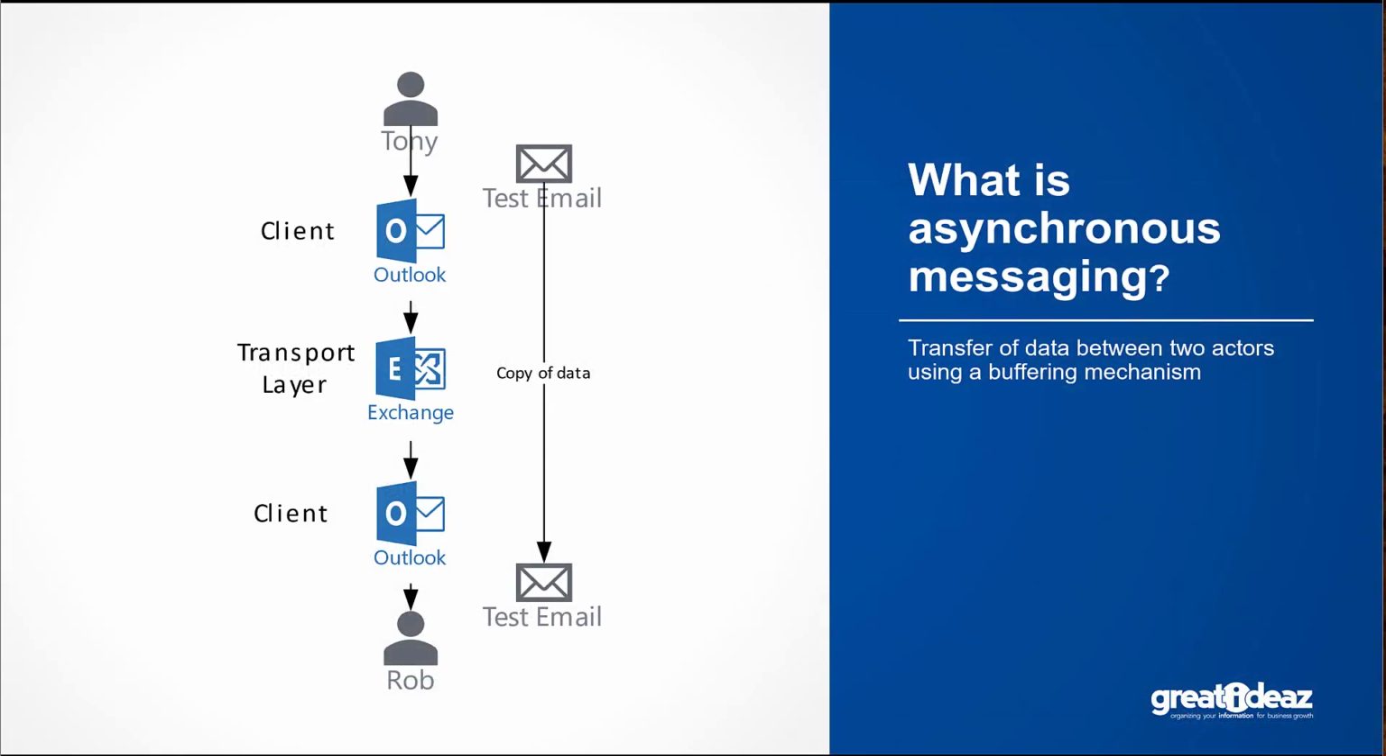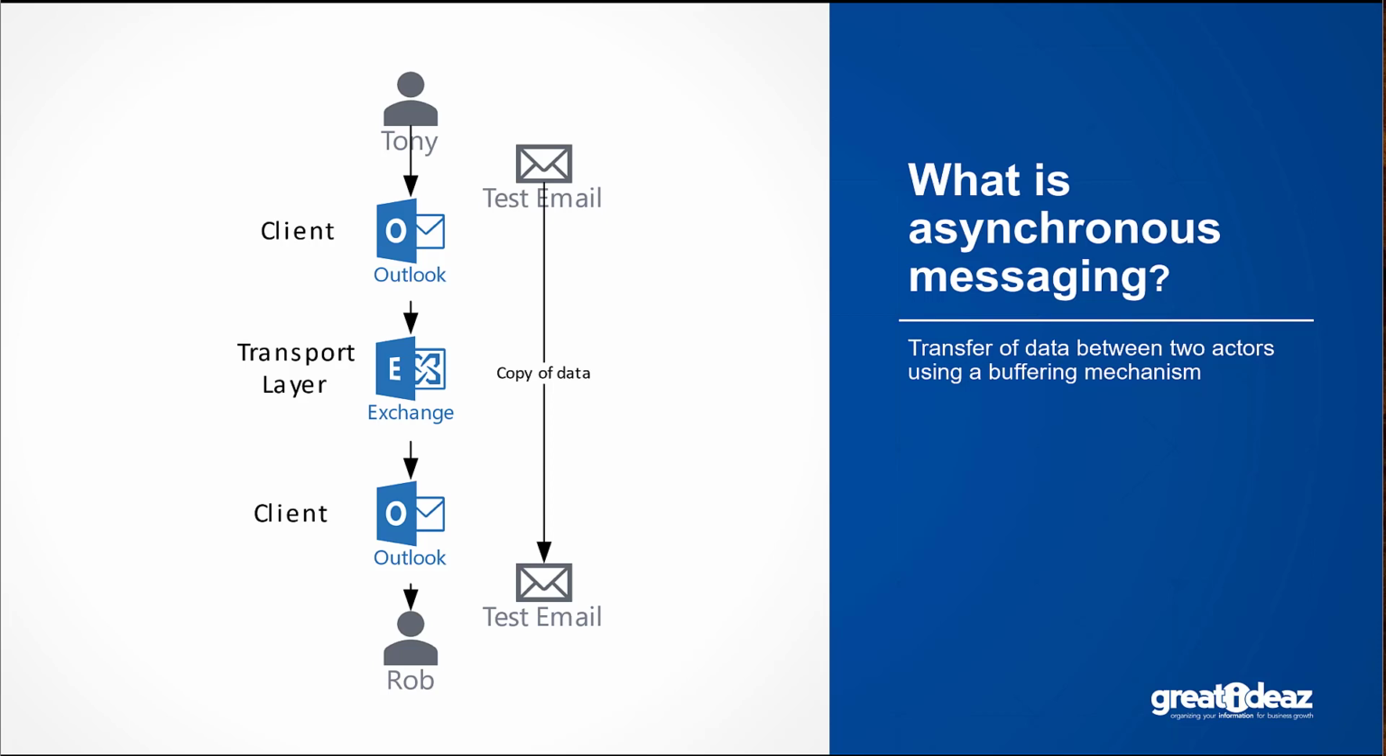So let's start off with a very obvious asynchronous messaging example. This is something that we probably do every day. At the top of this diagram, Tony wants to send a test email to Rob. Very, very simple. This is an asynchronous messaging example. Email is one of the most prevalent asynchronous messages that we send.